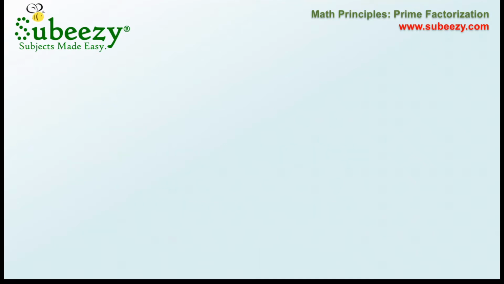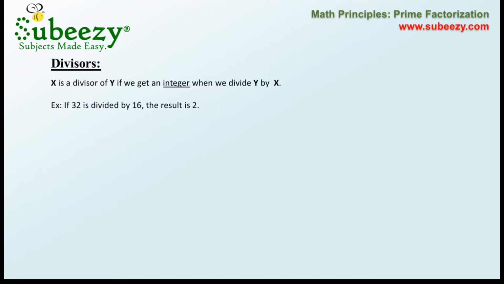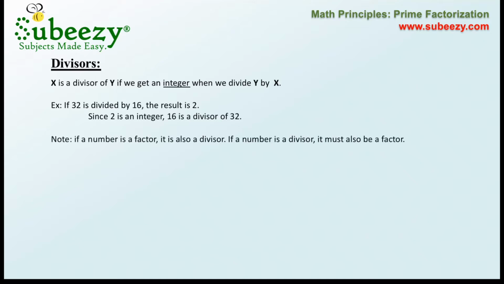So now let's discuss divisors. X is a divisor of y if we get an integer when we divide y by x. For example, if 32 is divided by 16, the result is 2. Since 2 is an integer, 16 is a divisor of 32. Note, if a number is a factor, it is also a divisor. If a number is a divisor, it must also be a factor. So 16 is a factor and a divisor of 32.